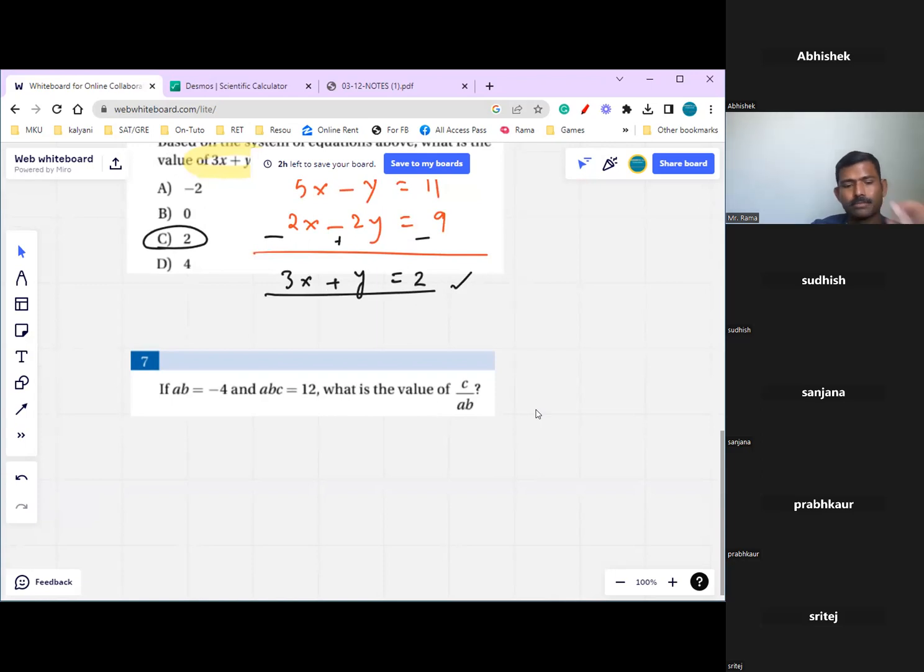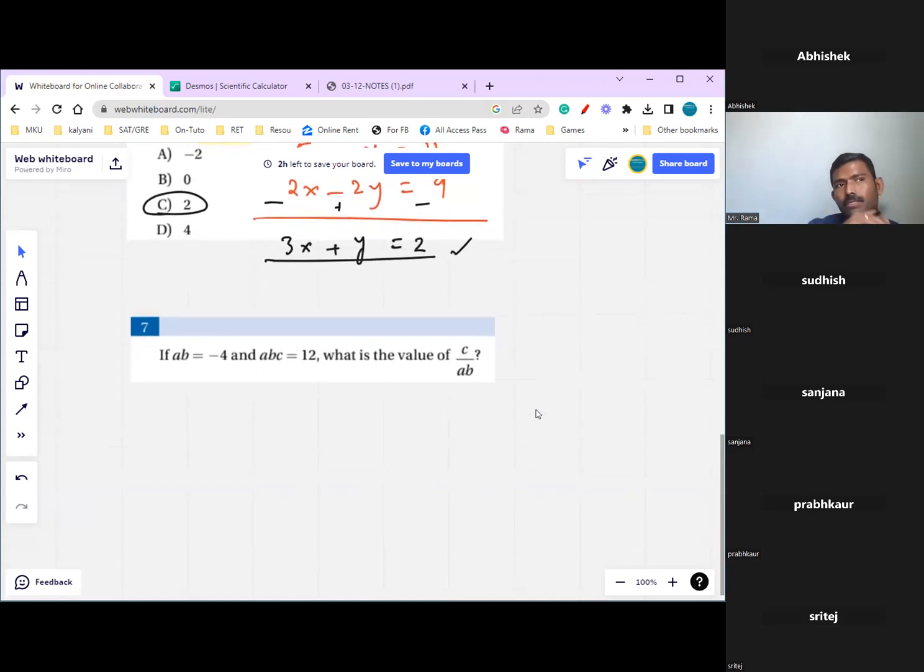If AB equals -4 and ABC equals 12, what is the value of C divided by AB? In this question, it's not similar to what we did, but again, it's the same systems of equations only. AB value is given to you, and then ABC value is given to you. And what could be the value of C over AB? Let's give it a try.